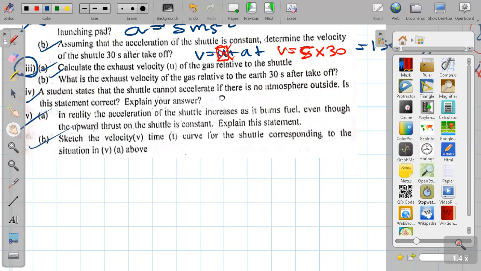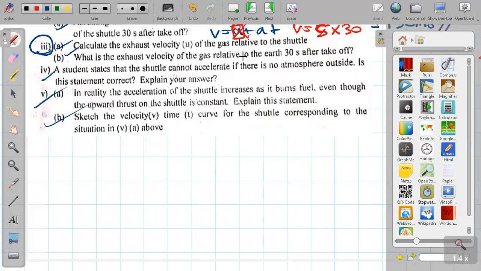Yeah, 2a, it was like Newton's law. That one is also like Newton's law. You don't know anything, so I should have given that speed. What is the exhaust velocity of the gas relative to the earth?